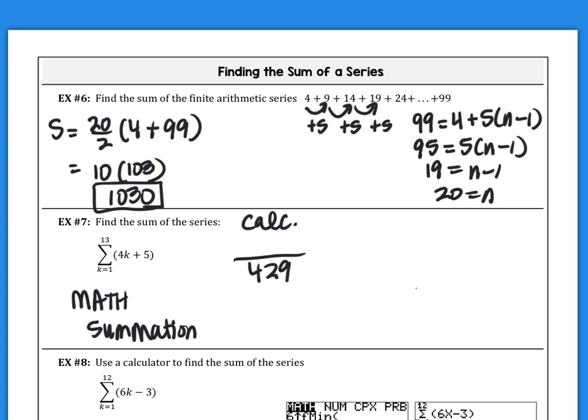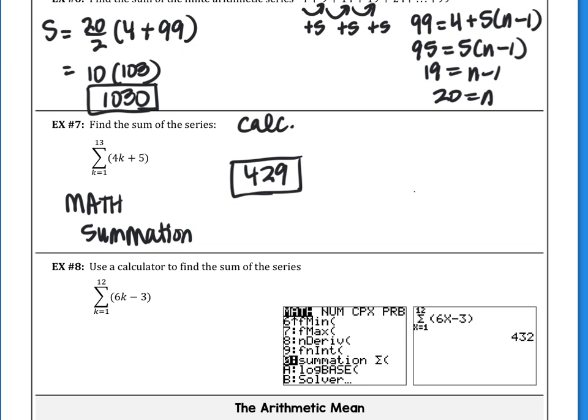So just make sure you know how to do that, because I'm going to expect you to do that on the test, and it'd be a shame if you missed that one on the test. Same thing on example 8. You can use your calculator. Oh, look, they show you how to do it right there. Okay, so this one should be 432. So just do it. Make sure you can get there.